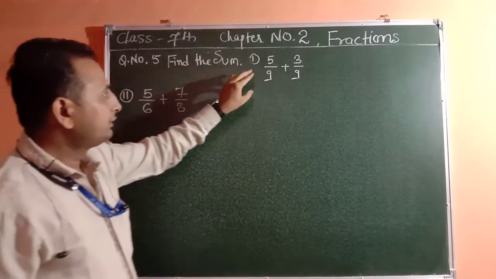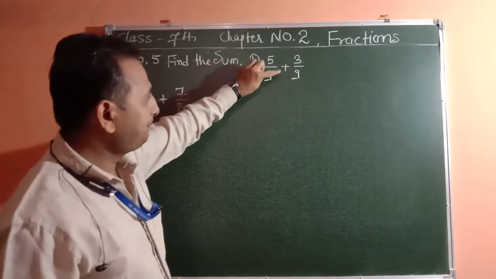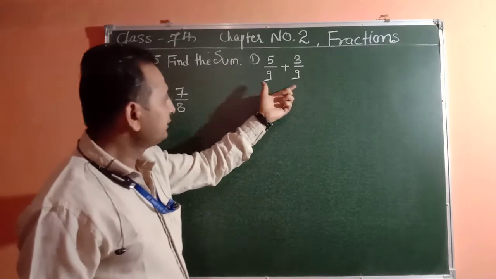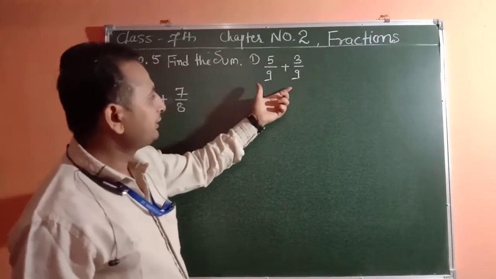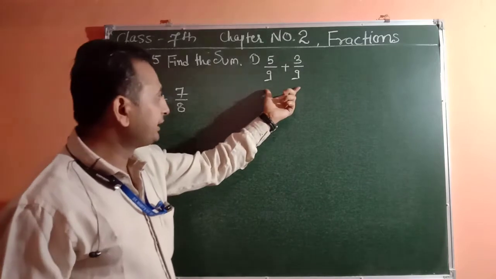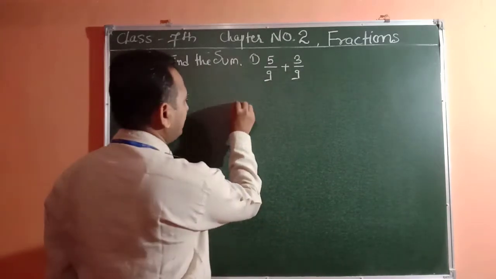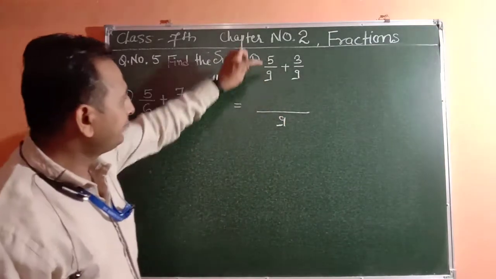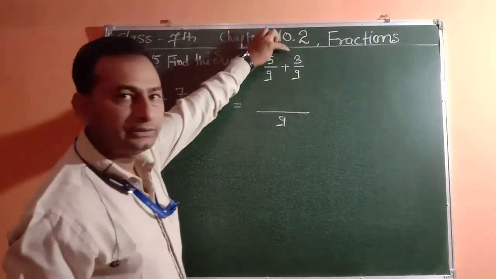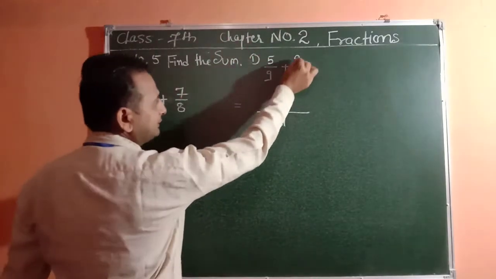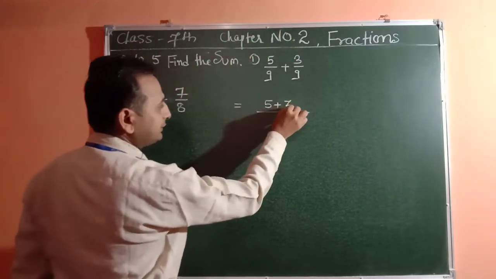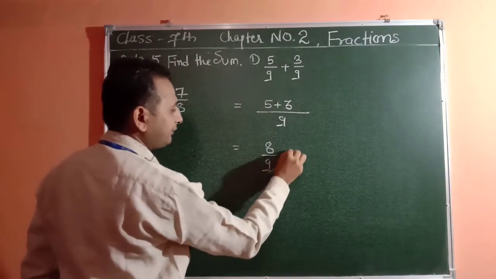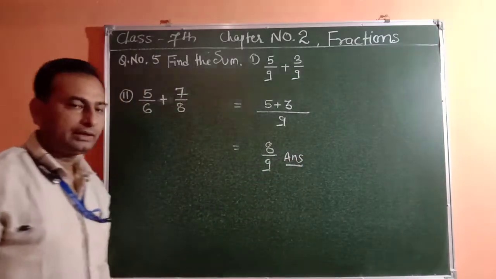Find the sum. The first question is 5 upon 9 plus 3 upon 9. Here we have two fractions, 5 upon 9 and 3 upon 9, which have the same denominators. Then you just write the same denominator and add both the numerators. 5 plus 3 is 8 upon 9. This is your final answer, right?